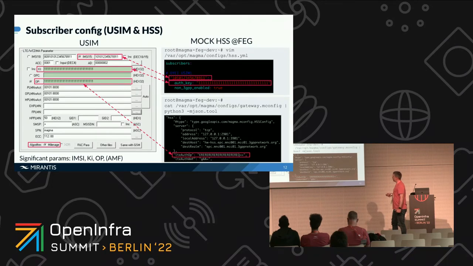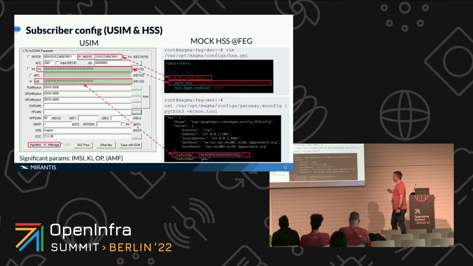So if you ever decide to build a lab, you can use it as a reference. Subscriber config. This is a pretty interesting part. This is related to USIM programming. I spent pretty much time trying to figure out which USIM parameters are relevant here. So for EAP-AKA to work, you need to configure IMSI, subscriber key, OP key, and also there is the AMF parameter. These aforementioned parameters must match at both sides, at the USIM card and at Magma.